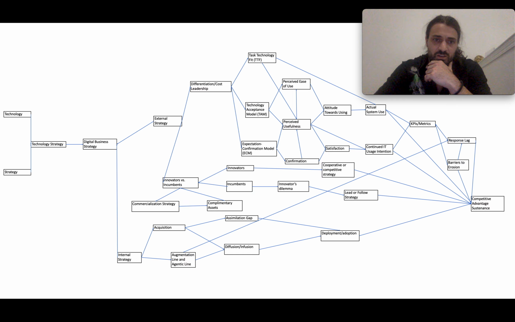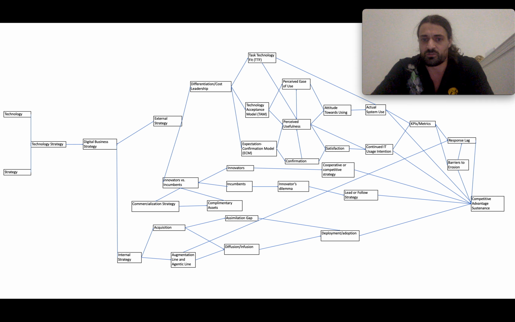The second part of the external strategy involves innovators versus incumbents. An organization can be divided into two categories: innovators or incumbents. And then I included commercialization strategy and complementary assets down here below innovators versus incumbents, because these things are heavily involved in the innovators versus incumbents portion of the strategy. If an organization is an innovator, the main thing they have to be good at is knowing when it's good to cooperate or compete with an incumbent. There are pros and cons regarding innovators cooperating or competing with an incumbent. And then overall, if they're able to master that strategy, then they'll achieve competitive advantage sustenance.